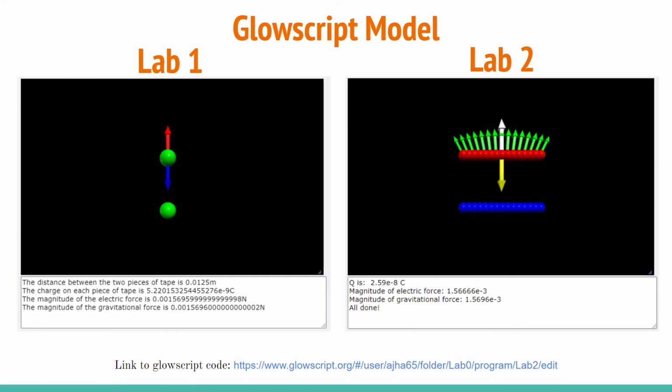So here's our GlowScript model for this lab, which is where the differentiation between this lab and Lab 1 truly shows. As you can see on the left, in Lab 1, we treated each piece of tape as a singular point charge, and we got a charge of about 5.2 times 10 to the negative 9 coulombs. In the right picture, we show that each piece of tape is multiple charges in a line, essentially acting as a charged rod, and that there are multiple electrostatic forces that are all summed up. And through this process, for this lab, we got the charge of each piece of tape to be about 2.59 times 10 to the negative 8 coulombs. So almost an order of magnitude difference from Lab 1.